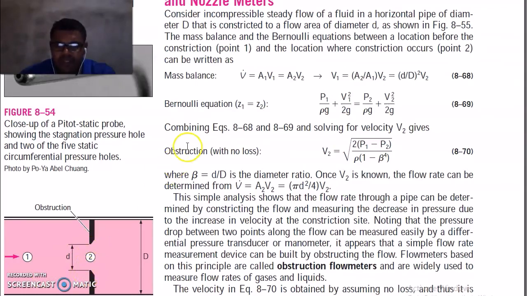So we apply the mass balance, that is A1 V1 equals A2 V2. From this you will get V1 equal to A2 by A1 into V2, where A2 is based on d and A1 is based on D. So we get a relation between velocity and diameter of the pipe. Now apply Bernoulli's equation by assuming Z1 is equal to Z2. So this is your Bernoulli's equation. Now combine this equation and this equation, meaning put the value of velocity here, convert it to V2 and solve for V2, and you will get this equation.